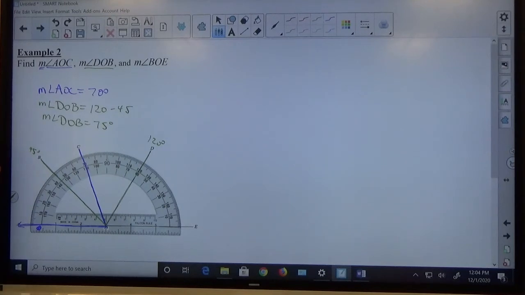It'd be like putting a ruler down and you start at 1 and go to 4. 4 minus 1 is 3 inches. You're putting this protractor down, and you're not positioning it correctly.